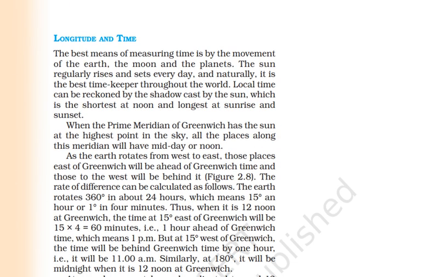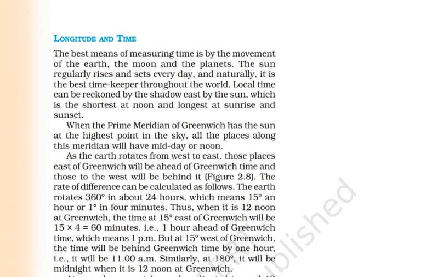Longitude and time. The best means of measuring time is by the movement of the earth, the moon, and the planets. The sun regularly rises and sets every day, and naturally, it is the best timekeeper throughout the world. Local time can be reckoned by the shadow cast by the sun, which is the shortest at noon and longest at sunrise and sunset. When the prime meridian of Greenwich has the sun at the highest point in the sky, all the places along this meridian will have midday or noon.